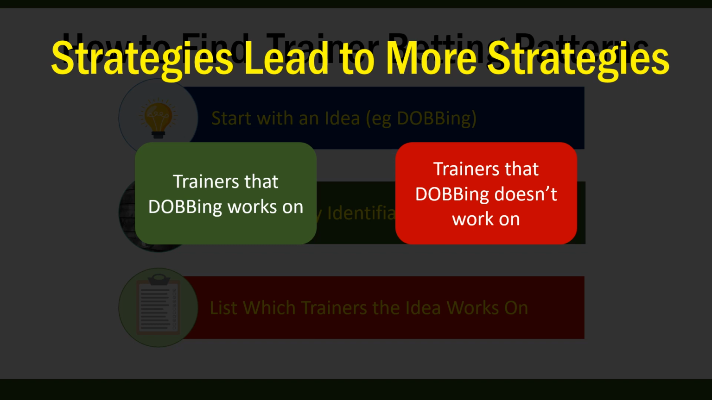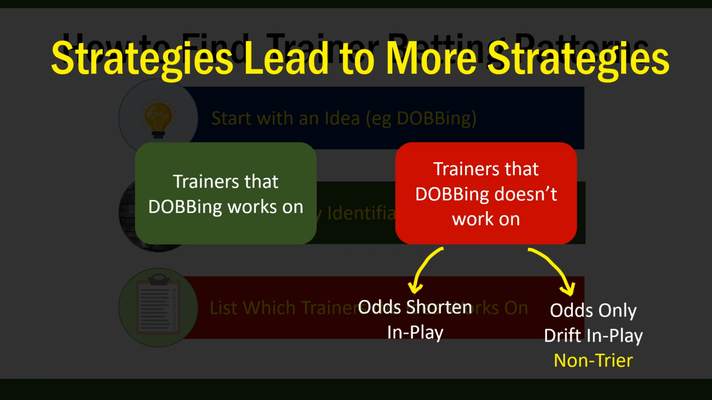And this is where strategies can lead to more strategies. When the form meets my dobbing criteria, I watch the race and the in-play odds. I also do this when the trainers are on my negative list. And you can divide the negative horses into two categories. Those where the odds shorten in play, but don't dob, and those where the odds pretty much only lengthen in play. Basically, these horses look like non-triers. They never get into the race at all.